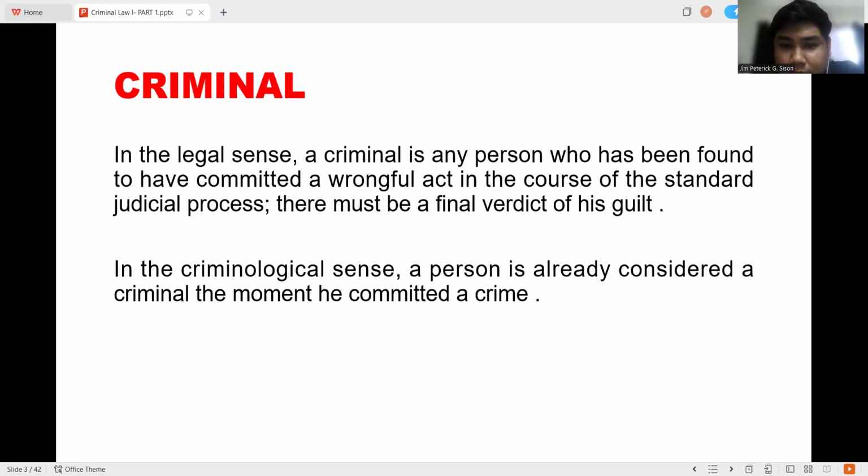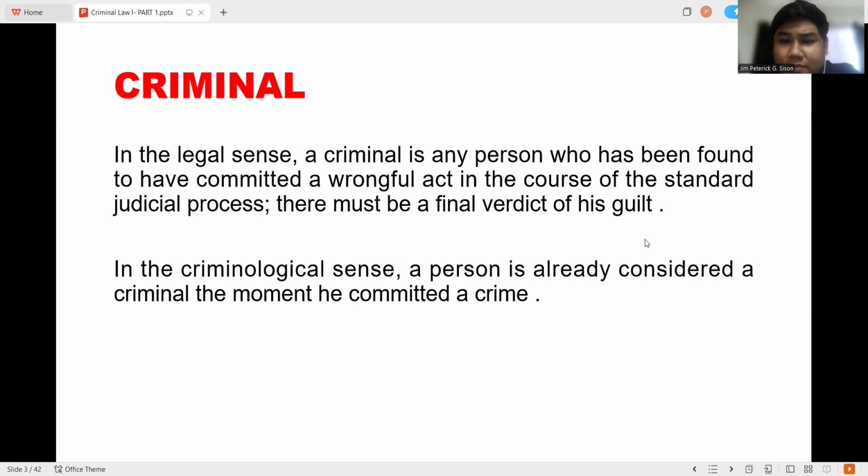guilt. So by this definition, a person can only be called a criminal once there is a final verdict of his guilt. For the second definition, the criminological definition, a person is already considered a criminal the moment he committed a crime. So the moment a person steals another person's property, he is called a criminal. The moment a person kills another person, he is called a criminal, even without a final verdict of his guilt. Okay, that's under the criminological definition.